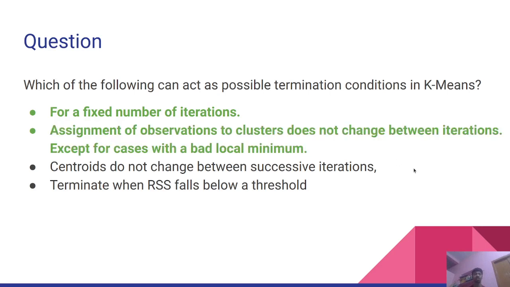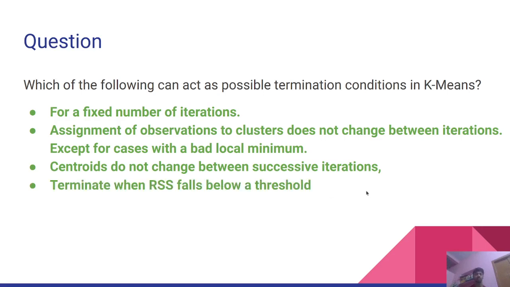Then another one is that centroids are not changing between successive iteration, maybe fifth and sixth iteration. We are seeing that all the centroids are remaining the same. So that we can also use. And also another one is that when RSS falls below a threshold, so maybe let's say we consider that 50 is good enough. So if it is falling below that, then we say that yeah, it is fine, no need to iterate it again. So all four are correct options here.